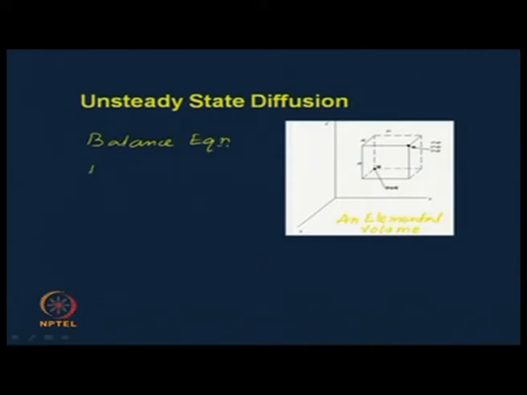The balance equation is: in plus generation is equal to out plus accumulation.